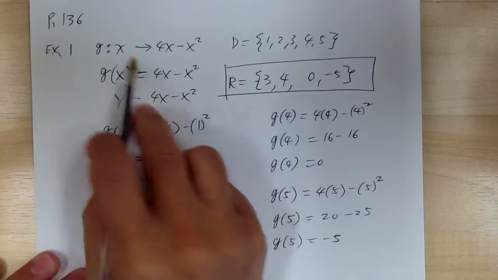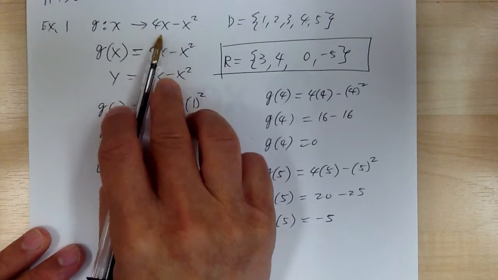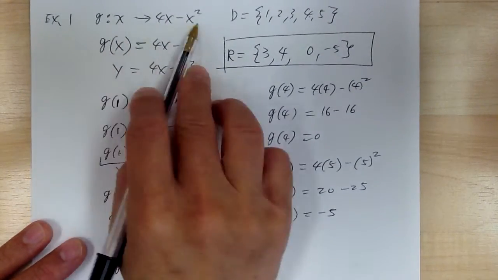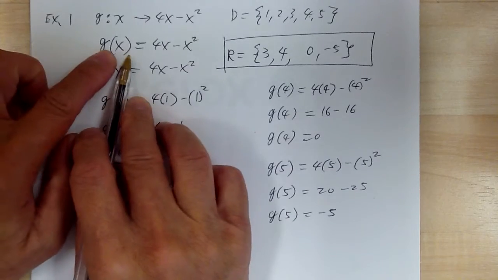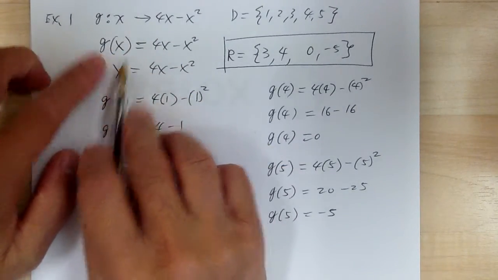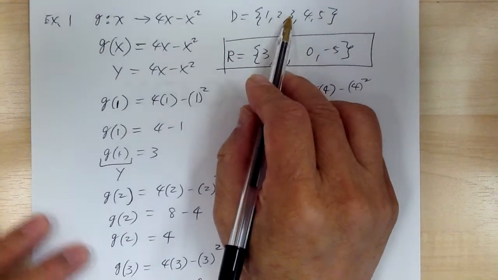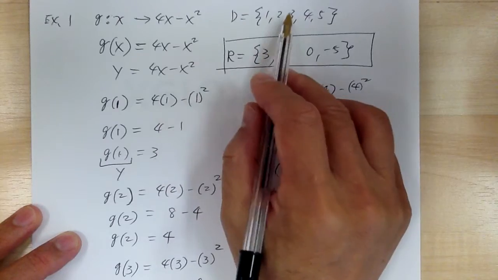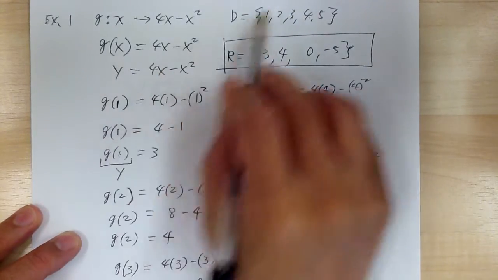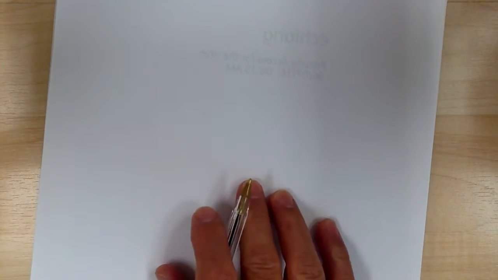So again, it's very simple once you understand what they're trying to ask. So g of x is 4x minus x squared. This means that function of x is equal to 4x minus x squared, and function of x is y. They are the same thing. So basically all you have to do is substitute the domain, or the input. Substitute the input in here and get the output. That's what you have to do. Okay, so it's very simple.